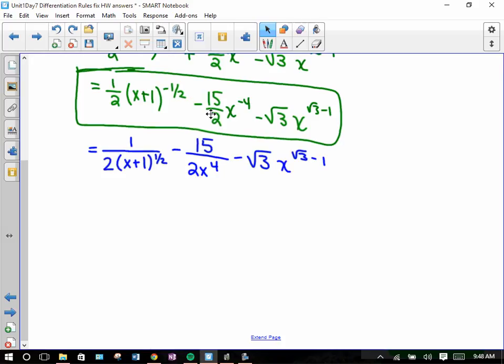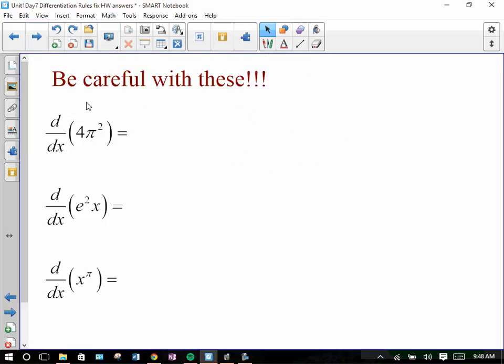So far, again, it's all the exact same stuff. Multiply by the next one, multiply the coefficient by that, subtract 1 from the next one. So, let's look at some of these. Be careful with these. So we're going to look at this first one.